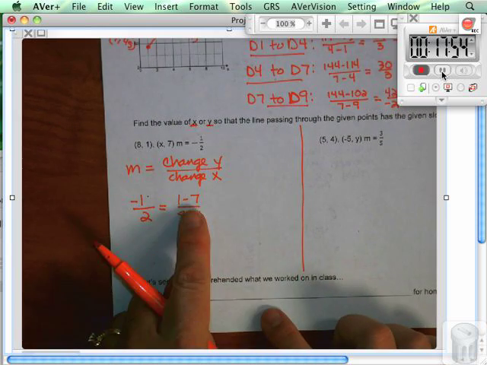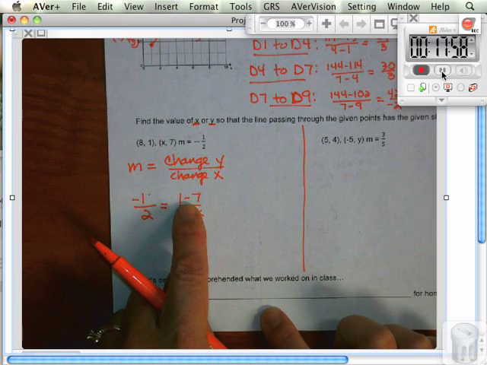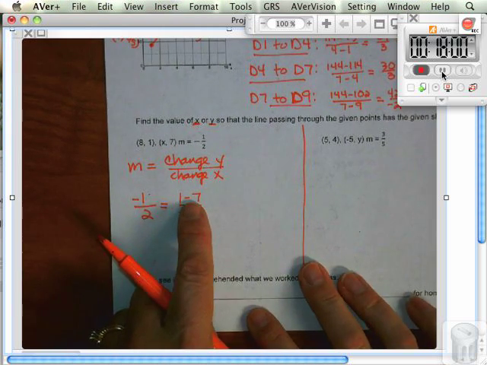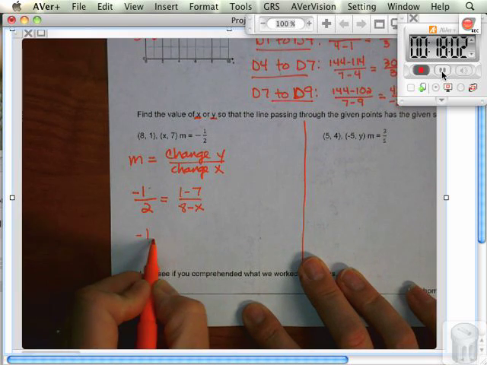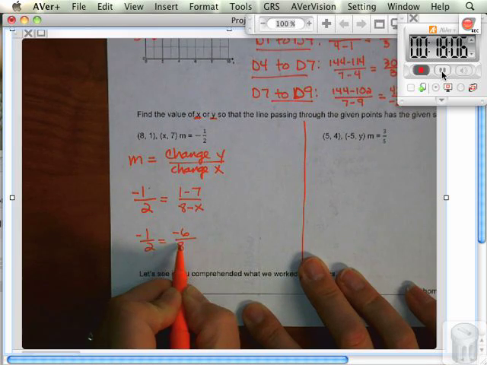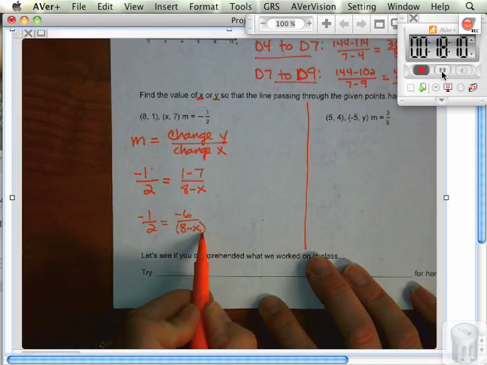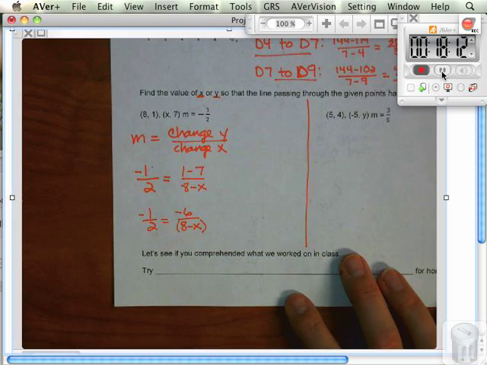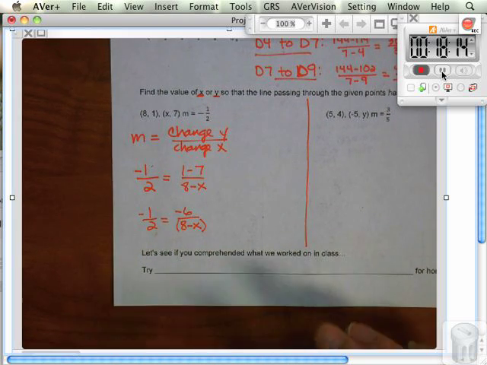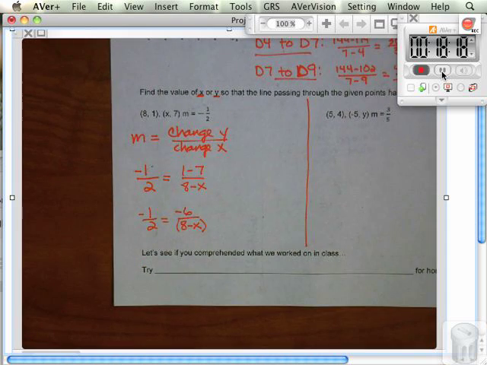Now let's make it pretty. I can make this top, what? Negative 6. I can make a negative 6, can't I? 1 minus 7. So I'm just going to rewrite it with the numerator as negative 6. And I'm going to put what around my denominator? Parentheses, because it's an expression. And then it's a proportion. How do I solve proportions? Cross multiply.